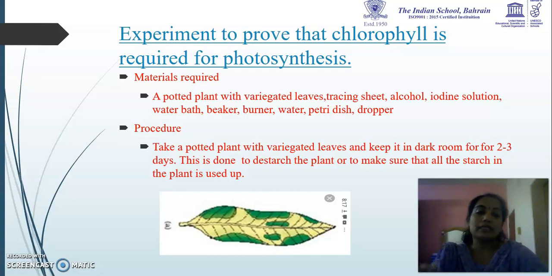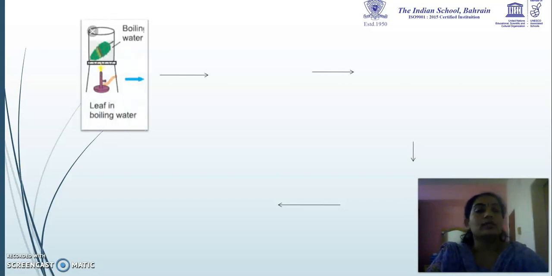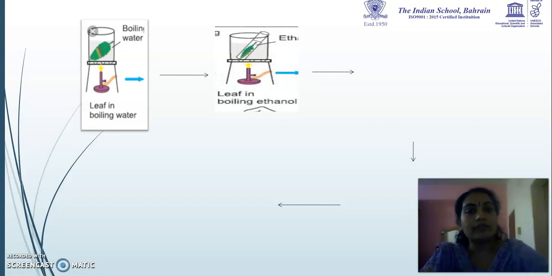Now we will pluck a leaf and then we will trace it out on a tracing sheet. We want to have this design on the tracing sheet. So we will draw this design on a tracing sheet and then we will immediately put the leaf in boiling water. Why are we putting the leaf in boiling water? In this hot water, the proteins get denatured or the enzymes get killed so that no more photosynthesis takes place in the leaf.